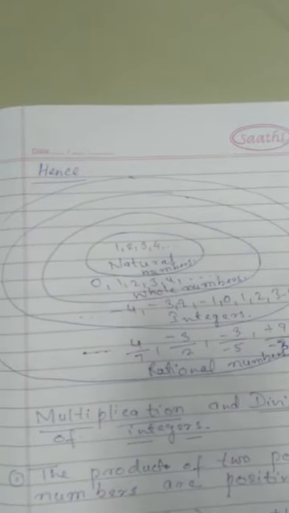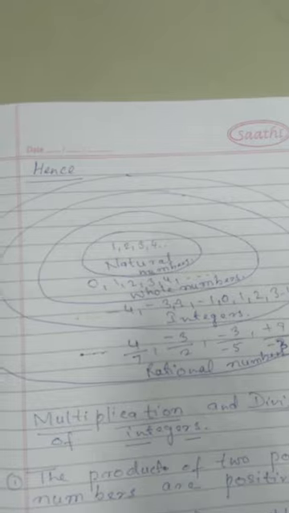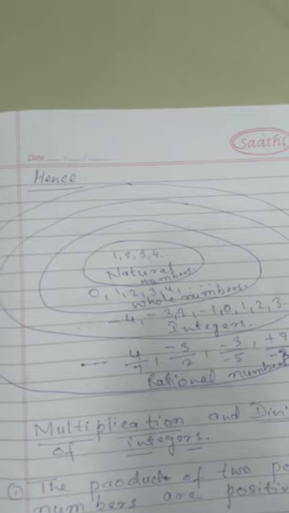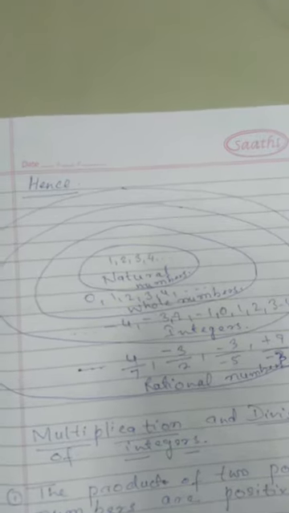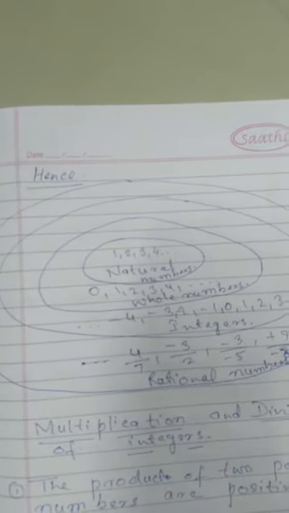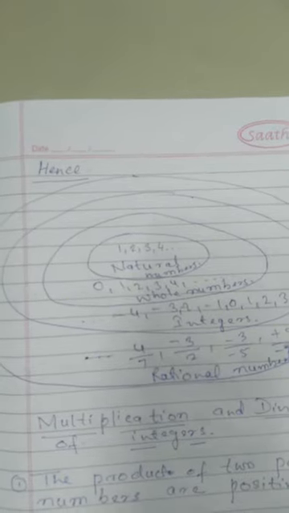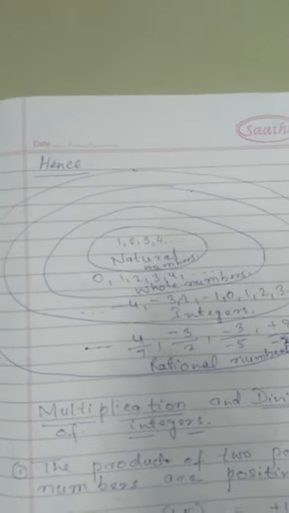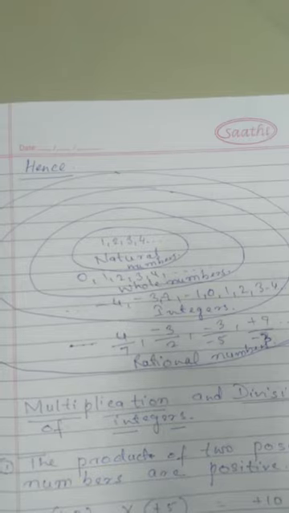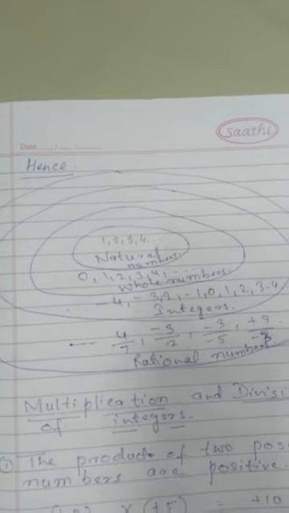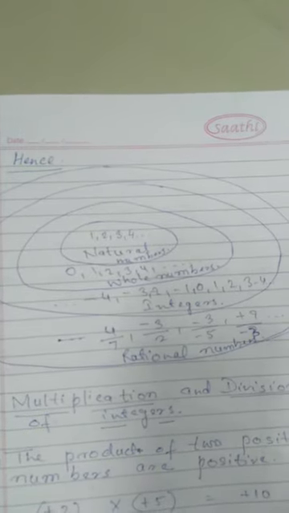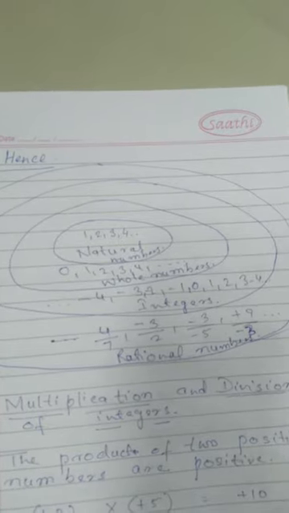Hence, we can make a small picture. Here, natural numbers are in the center. Natural numbers begin with 1, 2, 3, 4 and so on. As we introduce 0 with natural numbers, it becomes the whole numbers. Hence, whole numbers begin with 0, 1, 2, 3, 4, etc. With the addition of negative numbers, integers are introduced. Integers include natural numbers, whole numbers as well as negative numbers, as shown in the example: -4, -3, -2, -1, 0, 1, 2, 3, 4, 5, etc.